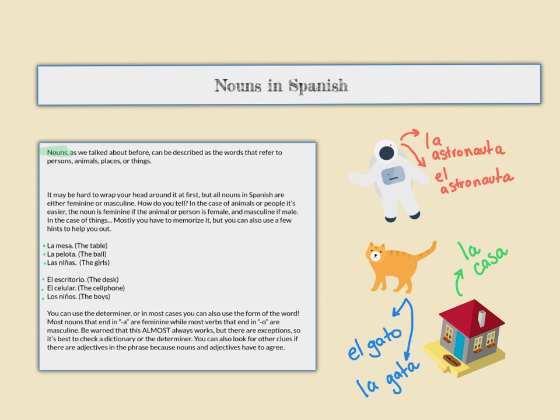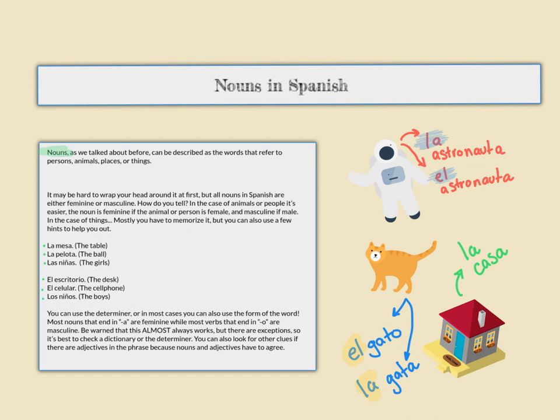So in the case, for example, of an astronaut, like we see here, it'll be la astronauta, feminine, if it's a female, and it'll be el astronauta if it's male. Same thing in the case of the cat. If it's a male cat, it'll be el gato. If it's a female cat, it'll be la gata.